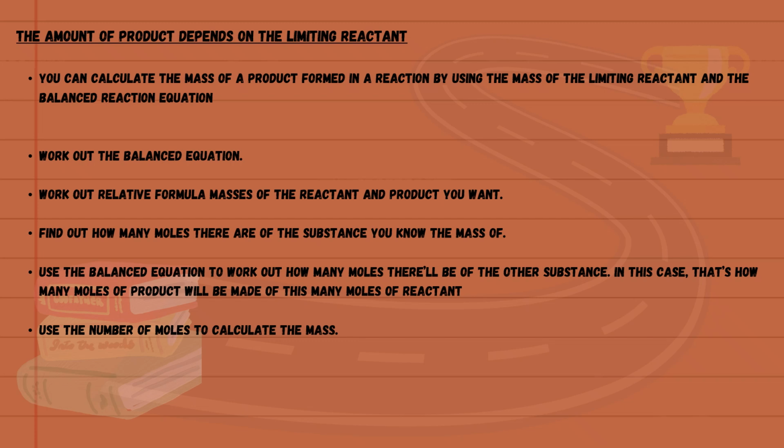You can calculate the mass of a product formed in a reaction by using the mass of the limiting reactant and the balanced reaction equation. Work out the balanced equation. Work out relative formula masses of the reactant and product that you want. Find out how many moles there are of the substance you know the mass of. Use the balanced equation to work out how many moles there'll be of the other substance. In this case, that's how many moles of product will be made of this many moles of reactant. Use the number of moles to calculate the mass.